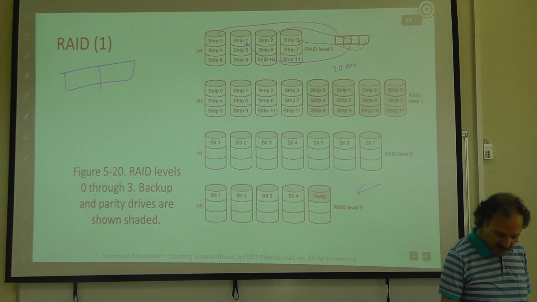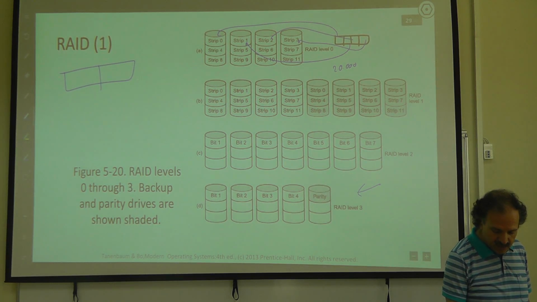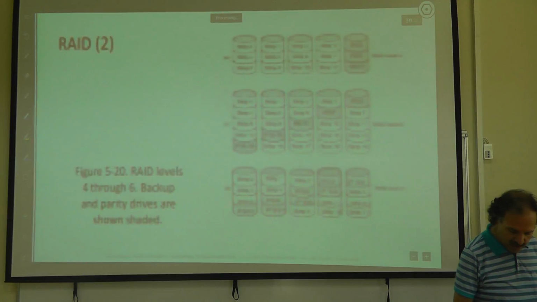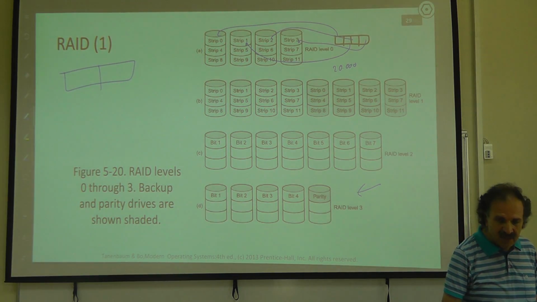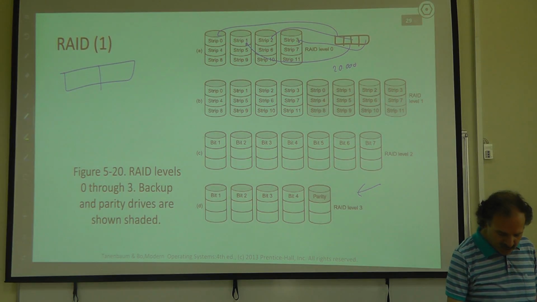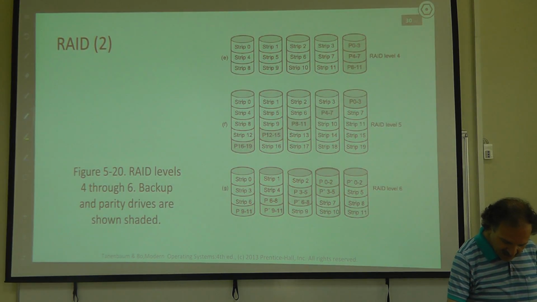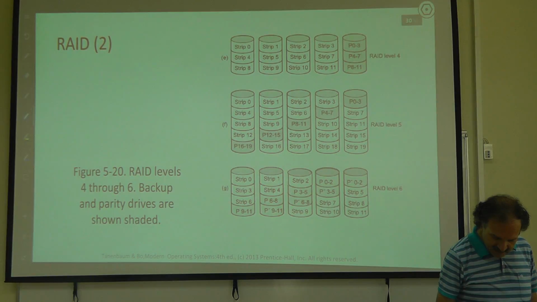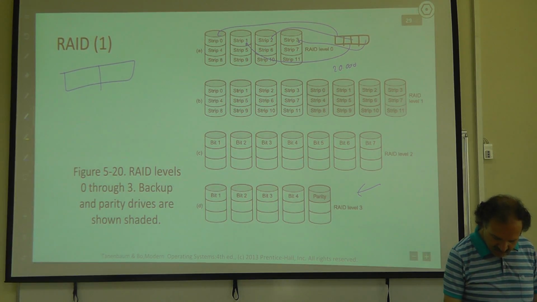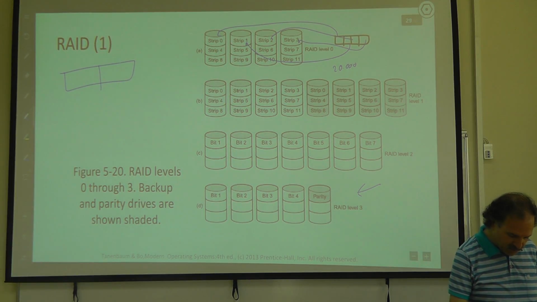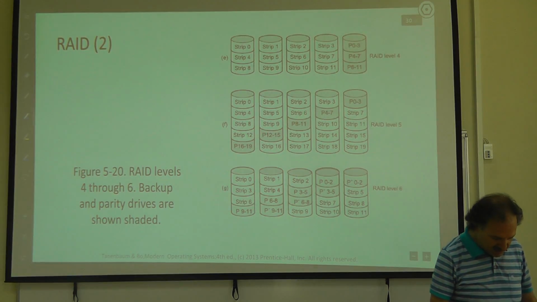The parity. If the parity disk crashes, I have the original data. That's one approach. And these are the levels of RAID structure. By level, I mean the versions of the RAID structures. And these are the different structures again. I guess the most popular one is this one, or maybe this one. I guess this one is the most popular one. These are the RAID levels.